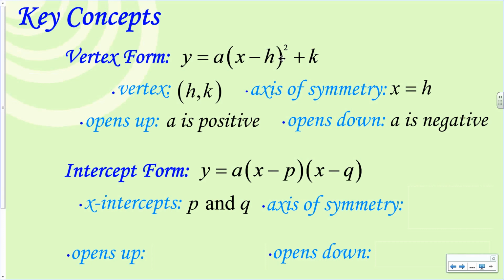Good. And my axis of symmetry is a little different. How did you have to find the axis of symmetry once you had your vertexes yesterday? What was it? It was halfway between p and q. So mathematically, we can write that as (p plus q) divided by 2. And that's my axis of symmetry.